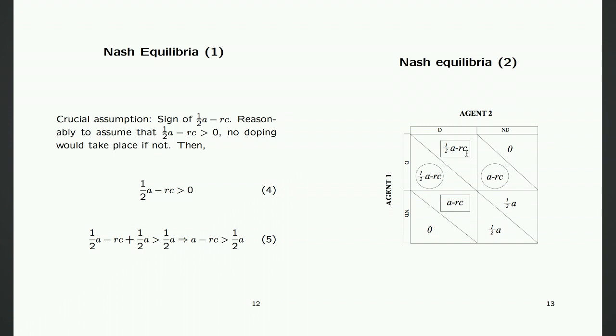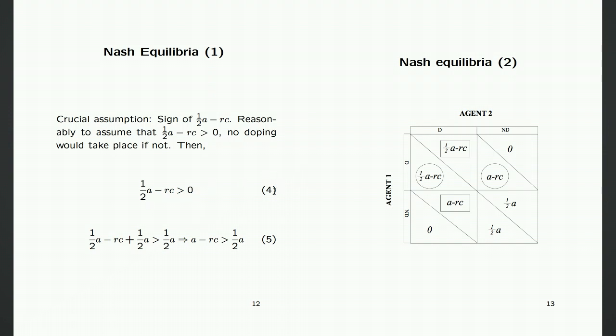This best reply is moving there, and these two are moving down and there. So then you get a non-doping equilibrium. So if a half times A minus RC actually is negative, if this inequality sign is reversed, then there will be no doping. We know that there is doping, so given that there is doping, we kind of need to assume this. Okay, so we make this assumption.